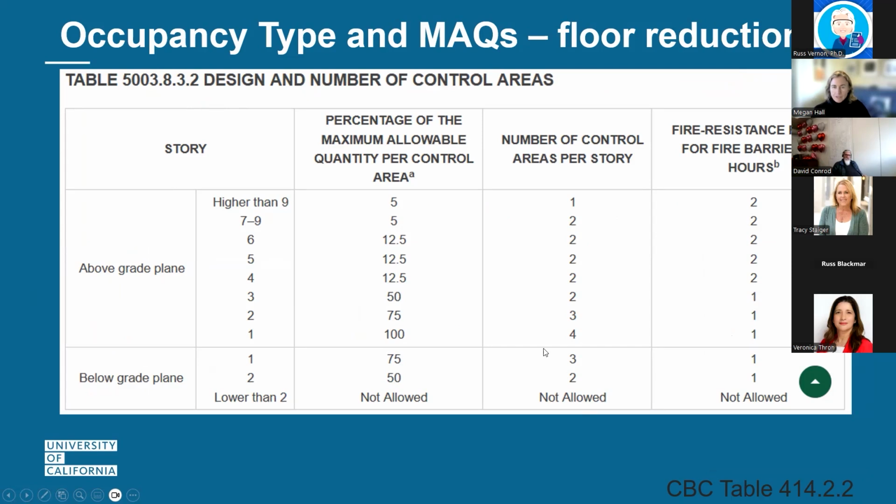Okay, so let's just look at the 4th floor, where you're only allowed 12.5% of the MAQs on that 4th floor, and you can only have 2 control areas on the 4th floor, and they have to be separated by 2-hour fire barriers. So as you go up, they are really going to be restricted on how many chemicals you can have in a building in a B occupancy.